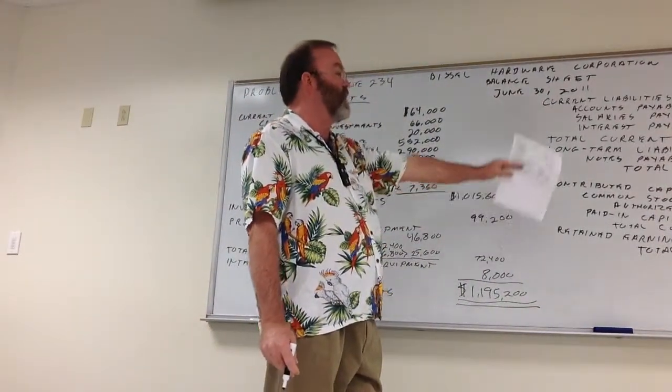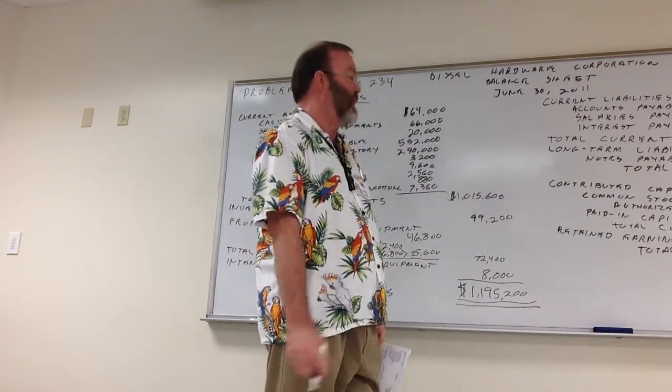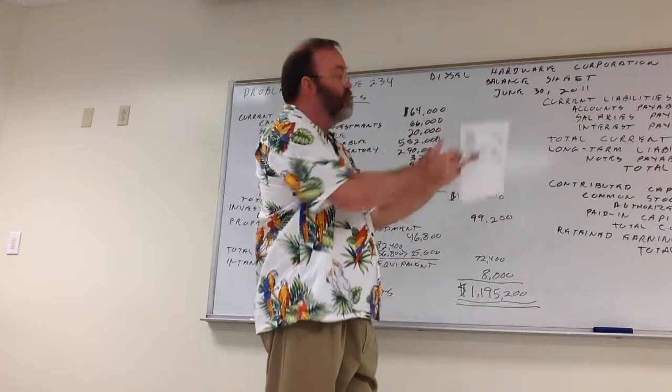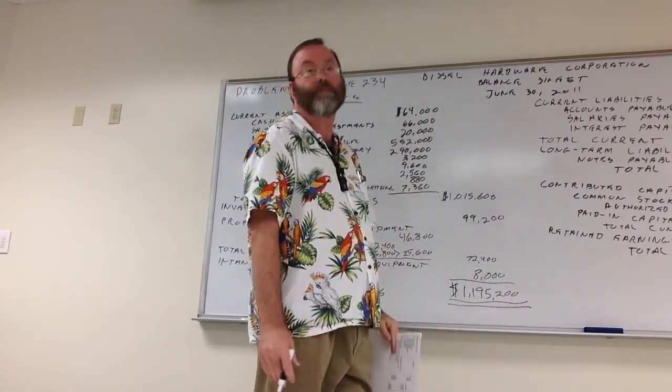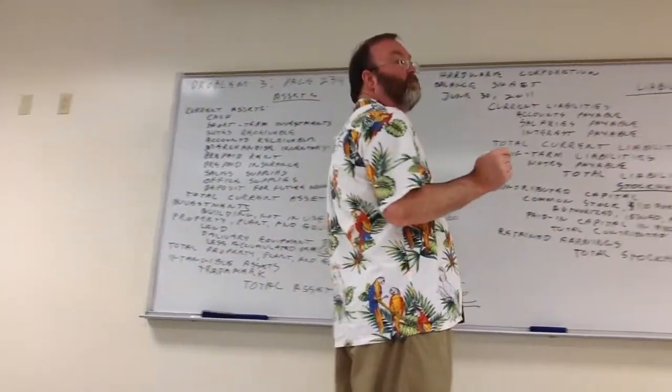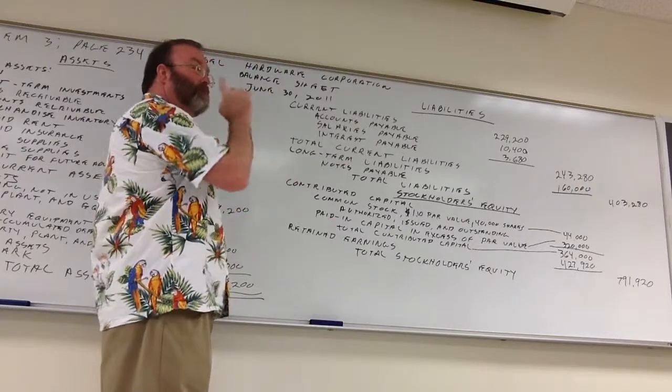So retained earnings then is the 427,920. Add those two numbers together and you get the 791,920. Yes. Is that what we're going to have to do on the test? Yes. Something similar.